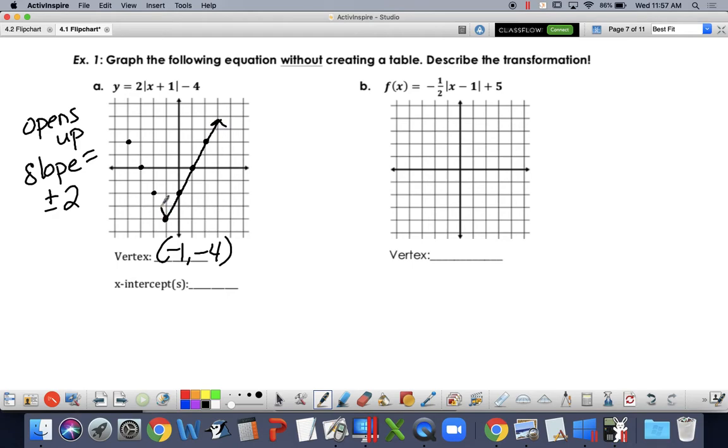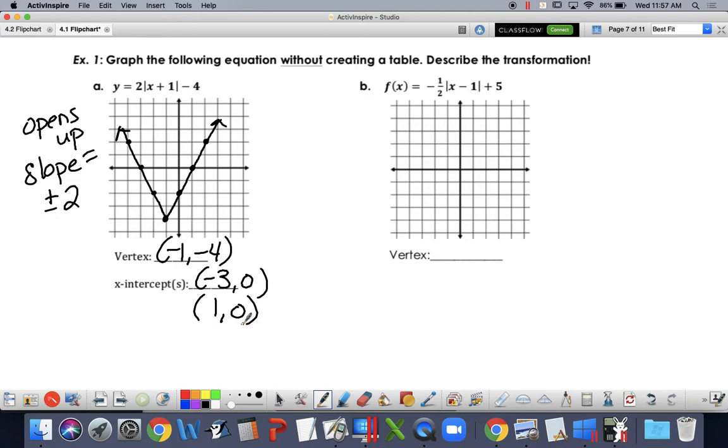Finally, connect the dots. There we go. So what are my x-intercepts? My zeros. Peyton? -3. Yep. And? 1. Yep. So sometimes you'll have to look at the graph to be able to pull information out like that if I were to ask you for additional information.